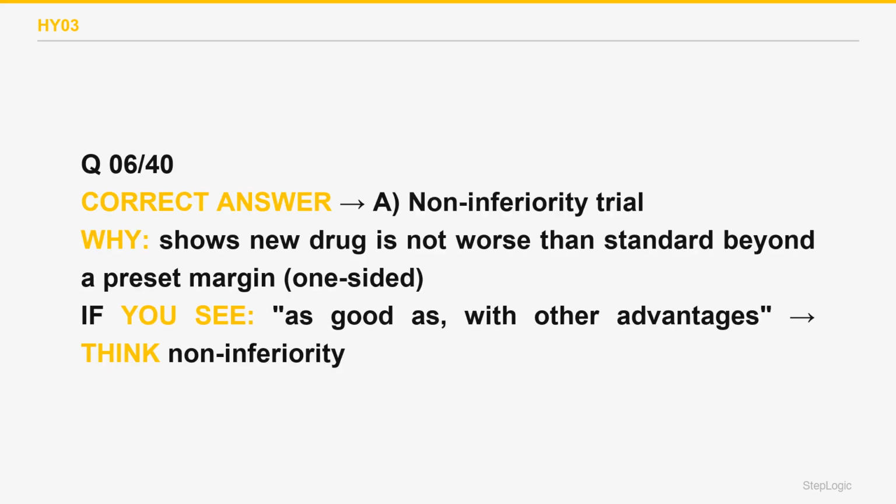Correct answer is A. A superiority trial tries to prove the new drug is better than the comparator, which is explicitly not the goal here. Choice B wrong. An equivalence trial tests whether two treatments are neither better nor worse, a two-sided question, whereas non-inferiority only cares that the new drug does not fall below the margin. Choice E wrong. Showing not worse within a margin is a non-inferiority trial.